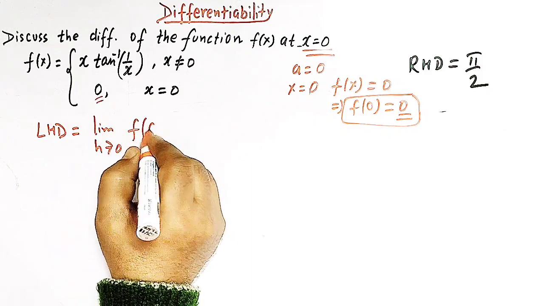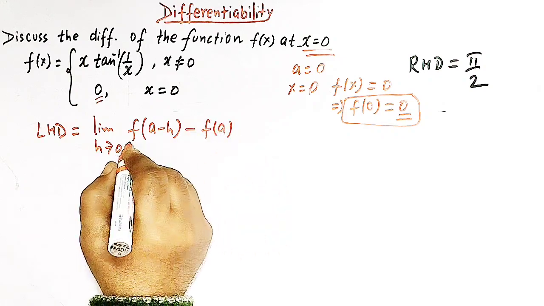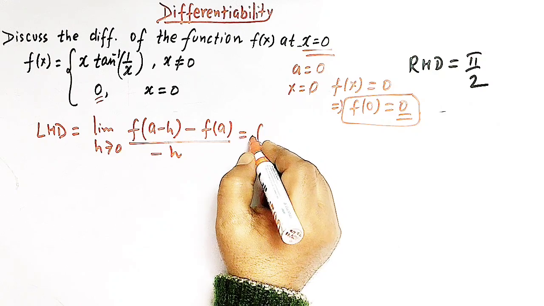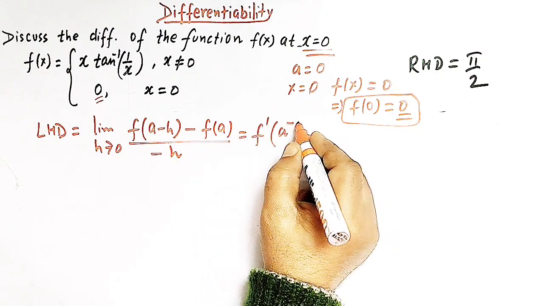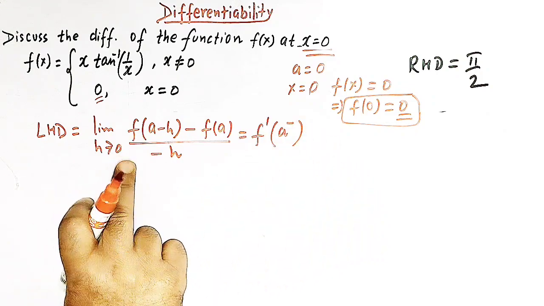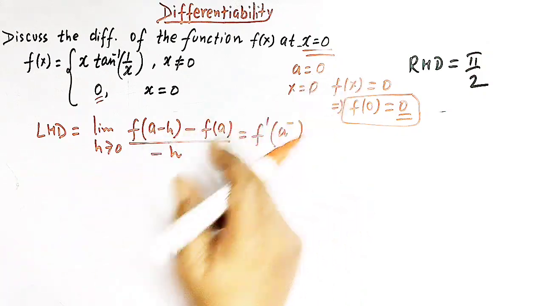Here we have f of a minus h minus f of a divided by minus h, and here we write f prime, and here we have a and we put a negative sign over a, right? So this limit gives us the left hand derivative. So here the value of a is 0.